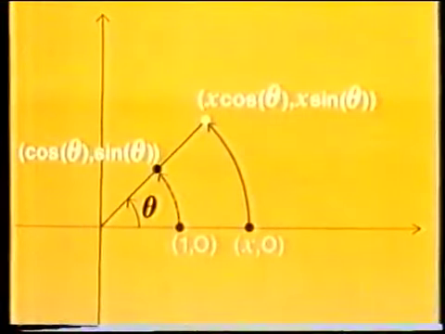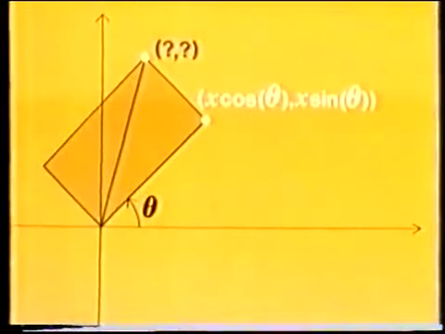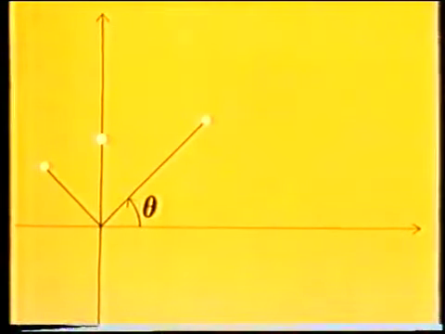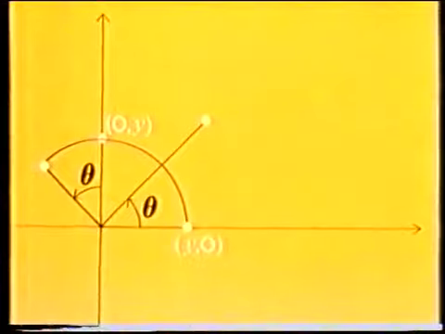So the point x0 rotated through theta ends up at x cos theta, x sine theta. Now the opposite corner. This point comes from 0y rotated through theta. But there's another way of getting to this point. Start from y0 on the horizontal axis and rotate through pi over 2 plus theta.